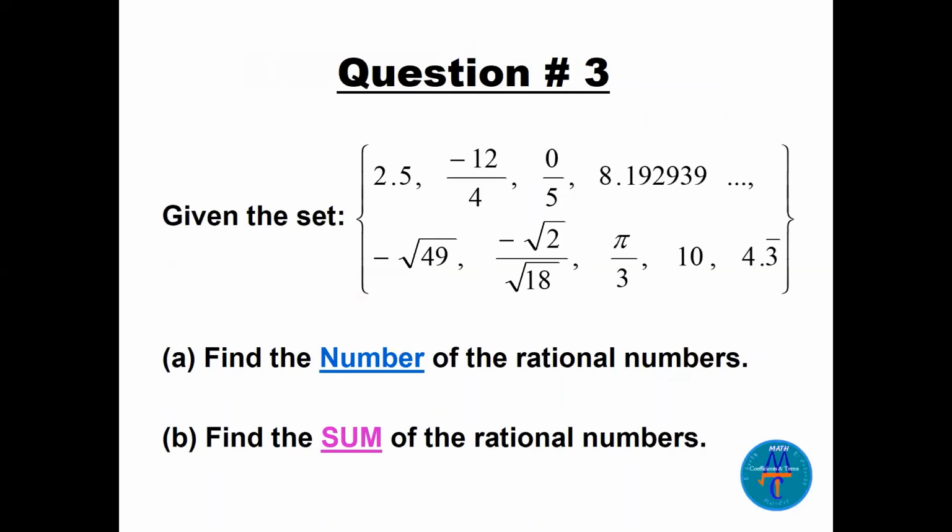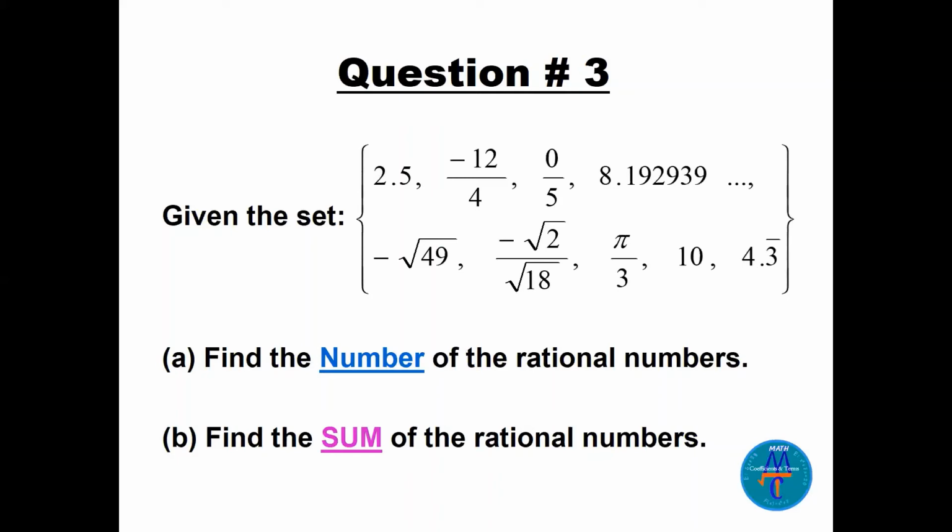I give you another set here. Oh, nice set. Wow. 1, 2, 3, 4, 5, 6, 7, 8, 9. There are 9 numbers there. Find the number of the rational numbers. Just tell me the number, count. Say, this is rational, this is rational. Tell me how many.